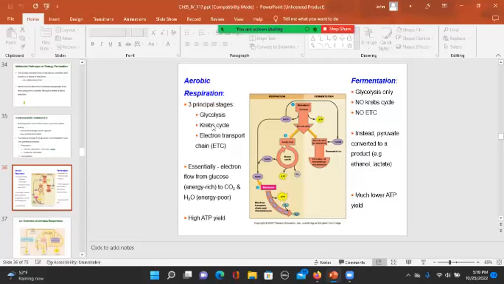Question about any of that? That's just an overview of aerobic respiration and fermentation.